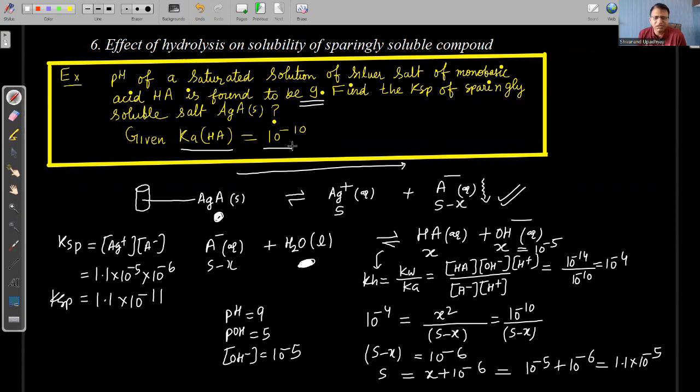Ksp is equal to solubility square. So these are the 6 factors which affect the solubility. We are not going to discuss precipitation or preferential precipitation. That is not that useful for JEE Mains.